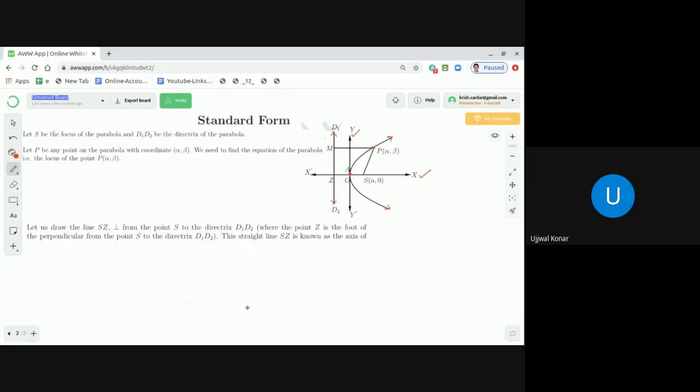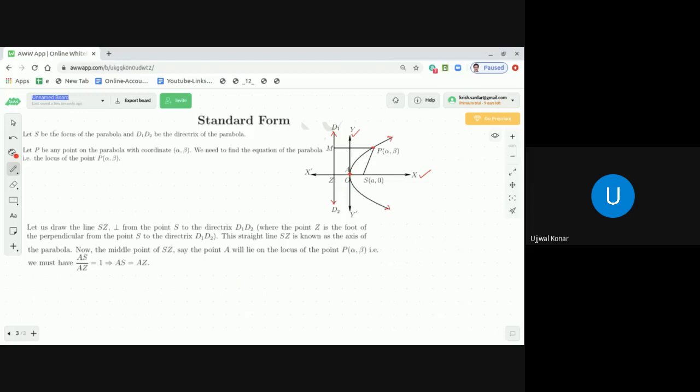Now the middle point of SZ, that is the point A, will lie on the locus of the point alpha beta, that is AS by SZ should also be equal to 1. Let's concentrate on this particular point. If you look into that point A, that point A is also on the parabola, so then it should also satisfy the definition of the parabola.